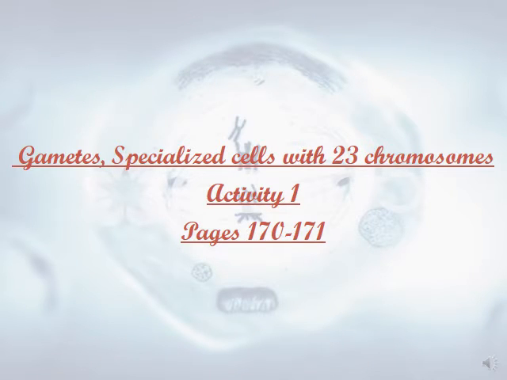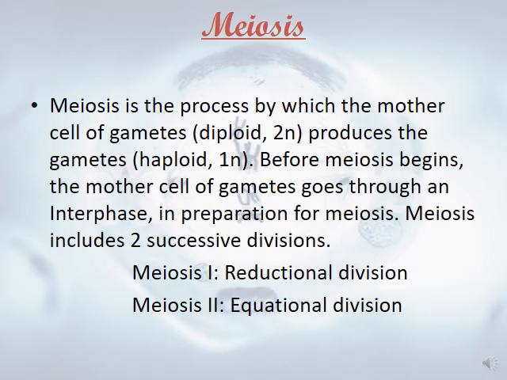Okay, let's move to gametes, specialized cells with 23 chromosomes, activity 1, pages 170 and 171. Let's move now to meiosis. Mitosis is the process by which the somatic cells multiply. Here in meiosis, we have the mother cell of the gametes, 2n, produce the gametes, haploid 1n.